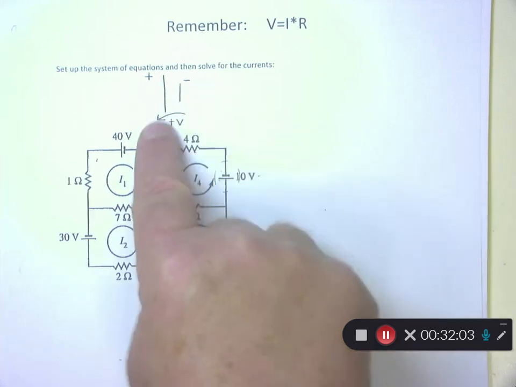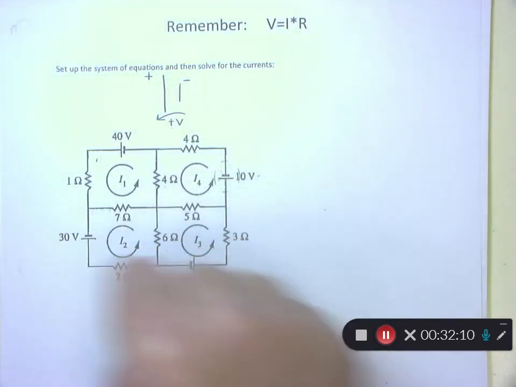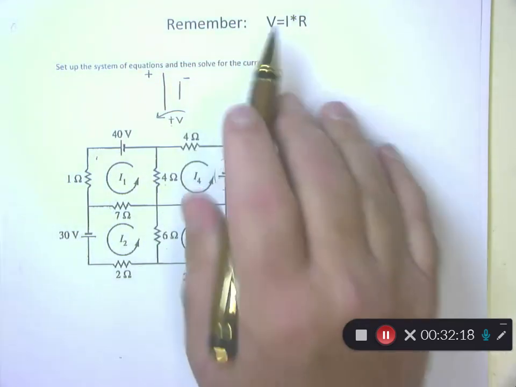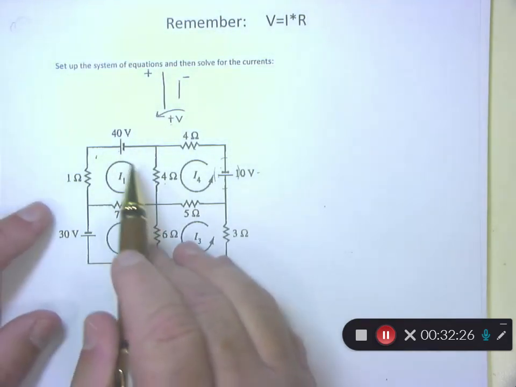That's considered the positive current. So, what your goal here is each one of these little circuits, and we've got 4 circuits put together, we want to create an equation out of this guy using Ohm's law. Voltage equals current times resistance. So, let's go for your first block here.